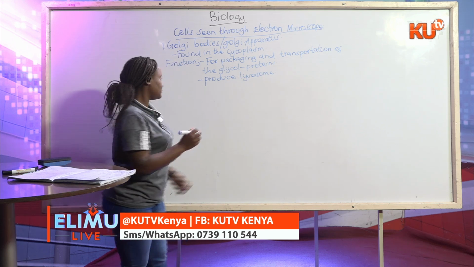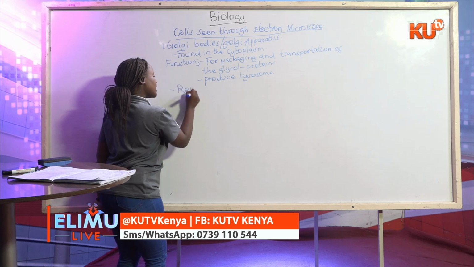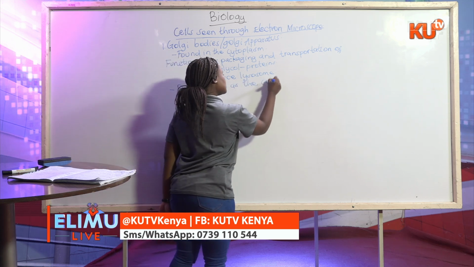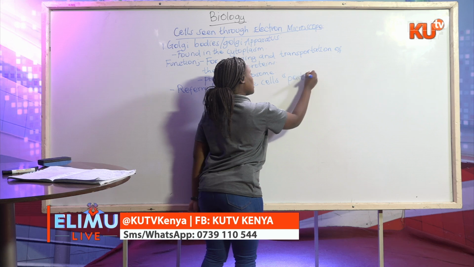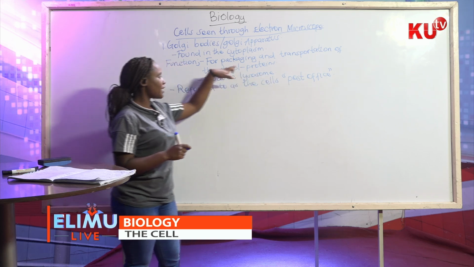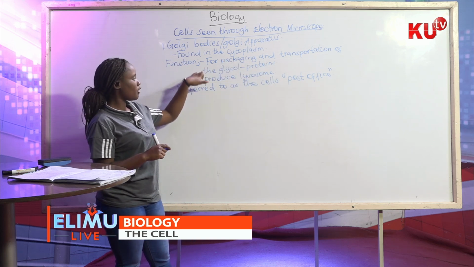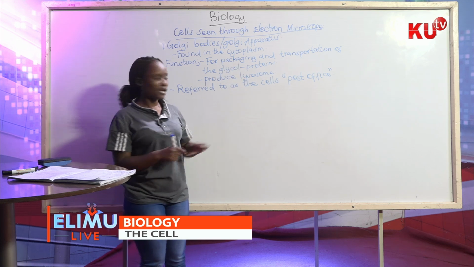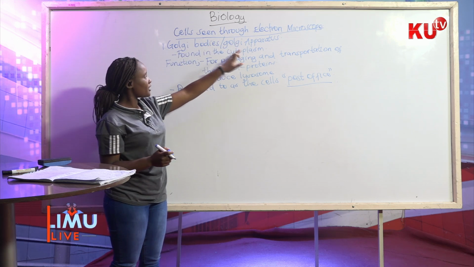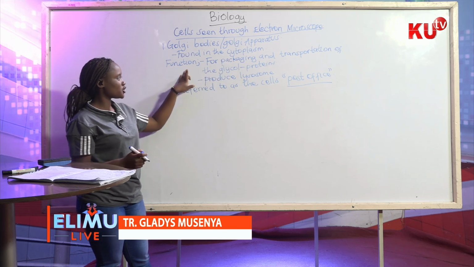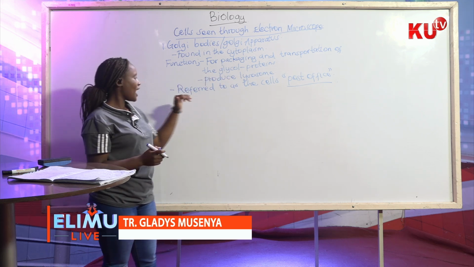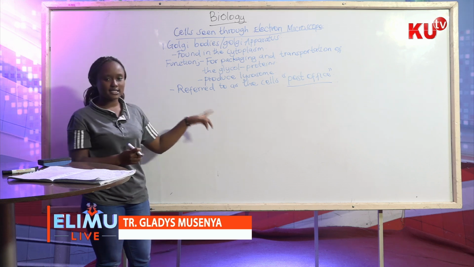The Golgi apparatus is referred to as the cell's post office. It is referred to as the cell's post office because of the packaging and transportation of the glycoproteins. Now this is all about the Golgi bodies, or the Golgi apparatus. It is found in the cytoplasm, its function is packaging and transportation of glycoproteins, it produces lysosomes, and it is referred to as the cell's post office.